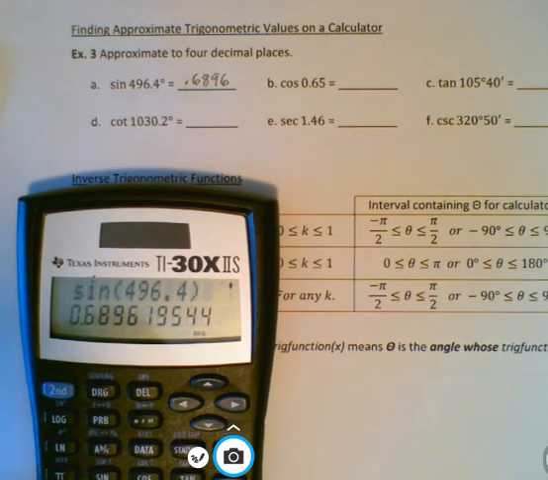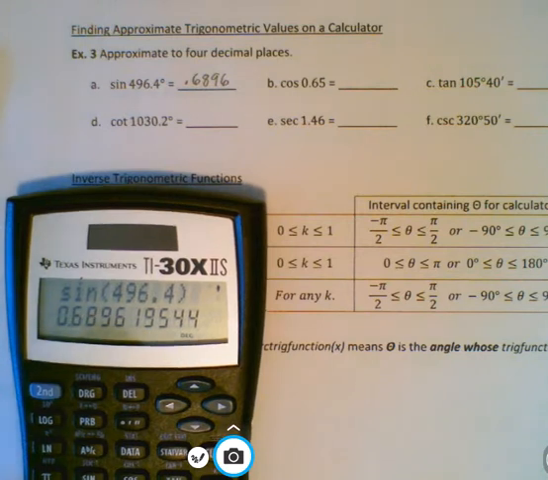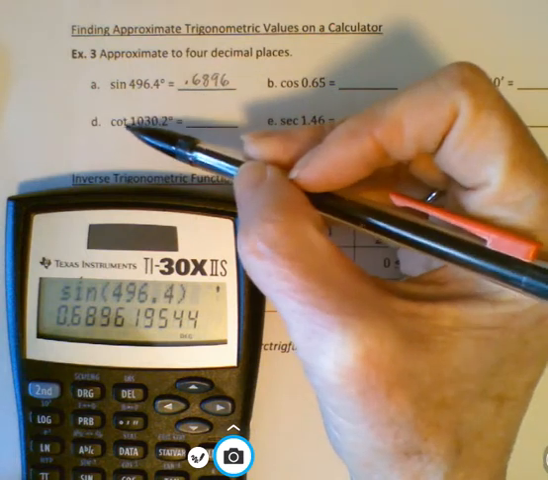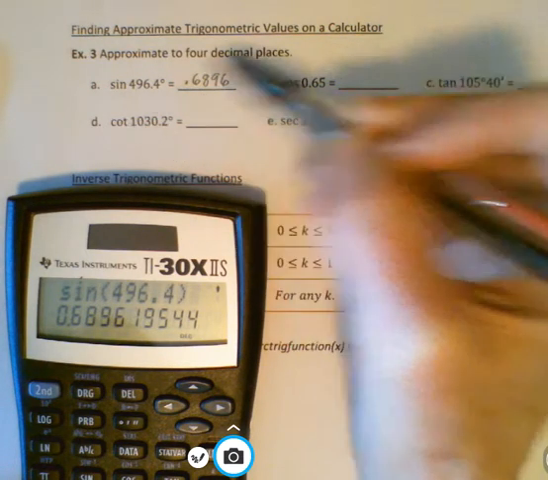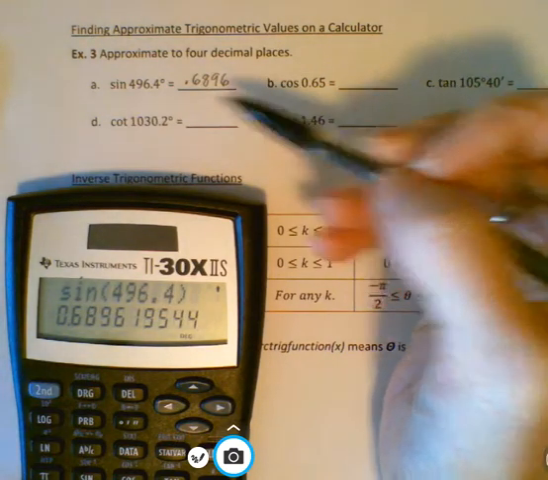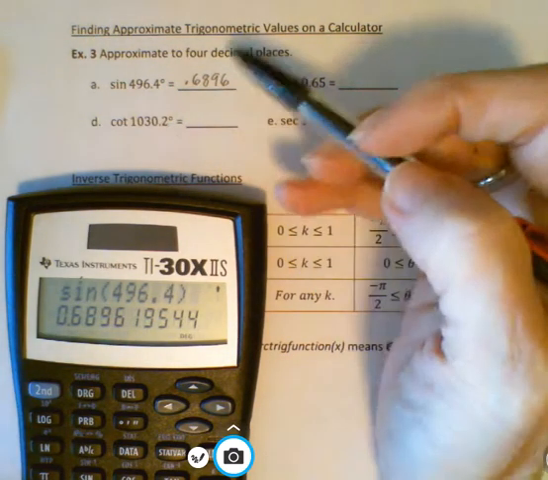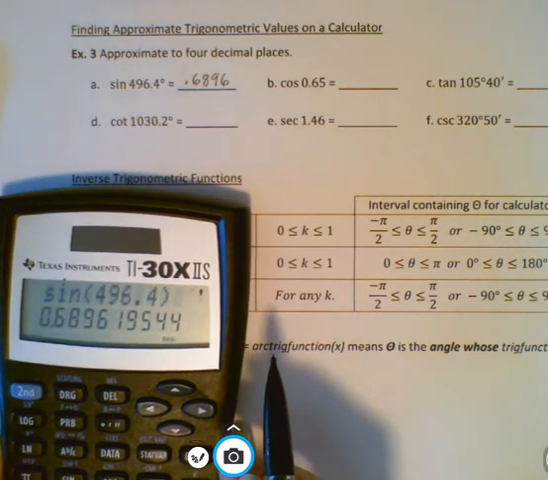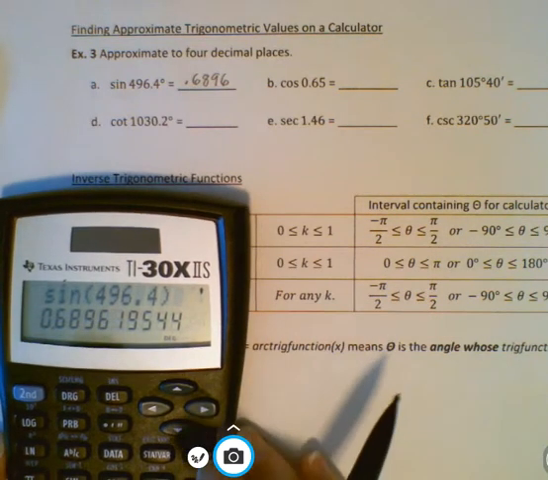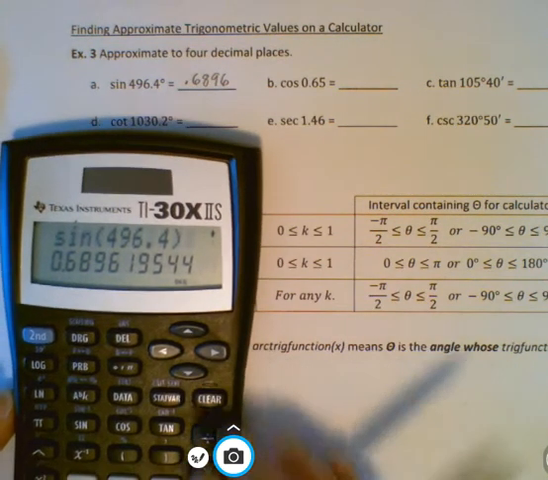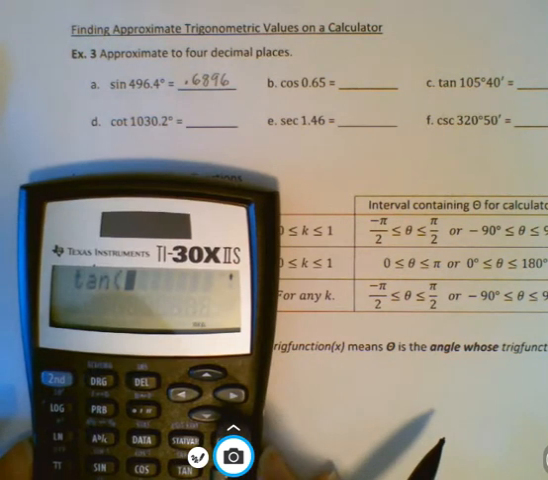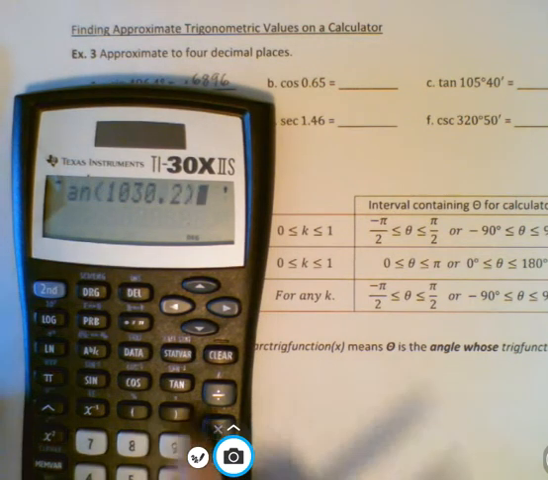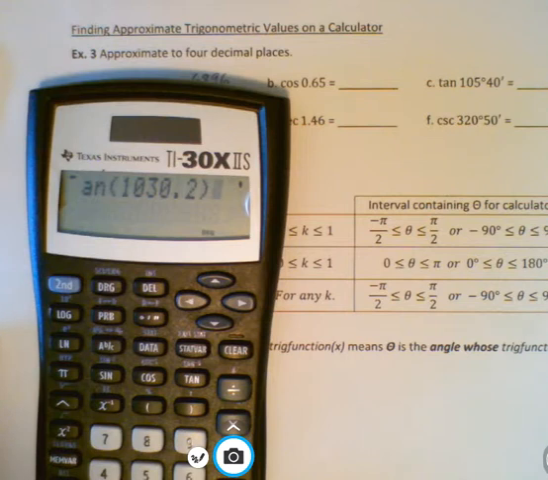Okay, well, to save time, I'm going to do D now because it is also in degrees, but notice this is a cotan problem, so we can do these in different order. It's whatever we want to do. It's a cotangent problem, which means what? That we're going to have to use the tangent key and then take the reciprocal, right? So I'm going to first take the tangent of 1030.2 degrees. I'm still in degrees. I didn't change my mode.